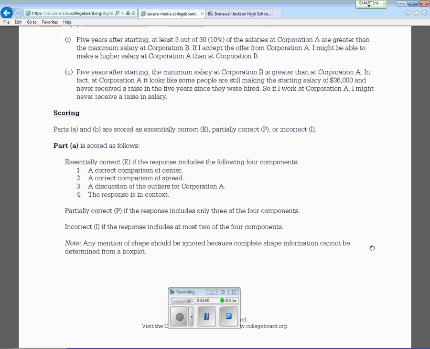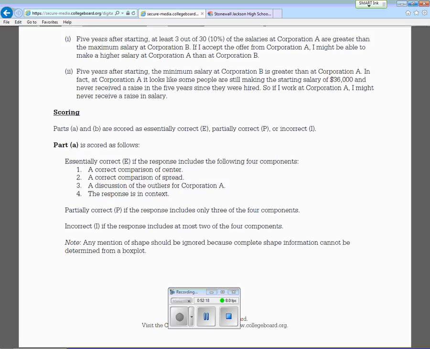I'm serious. Now this isn't me. This isn't Mrs. Mackert's decision. This is the College Board's decision. But they're rough, right? That's serious. Okay, so and it says any mention of shape should be ignored. So if you broke down skewed left or skewed right, we didn't have to pay attention to that at all. Okay. Let's look at Part B. Part B is a little harder to grade, I think.